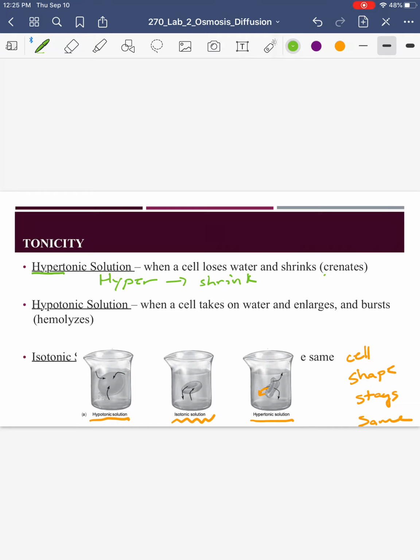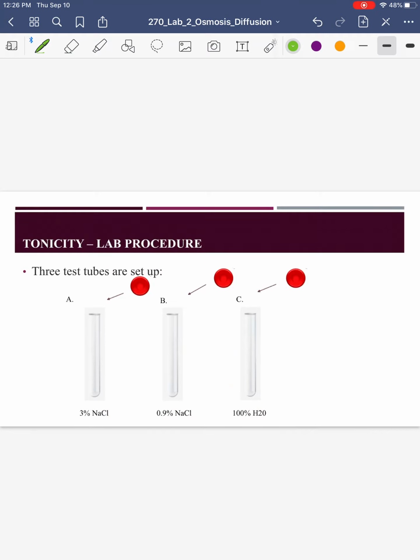So crenate is a fancy word for shrink. And then check out, in a hypotonic solution, the cell gets bigger, and the cell will frequently take on so much water, get big so quickly it can burst. And the fancy word for a cell bursting, because it takes on too much water, is hemolyze. All right, that's just memorization, folks.